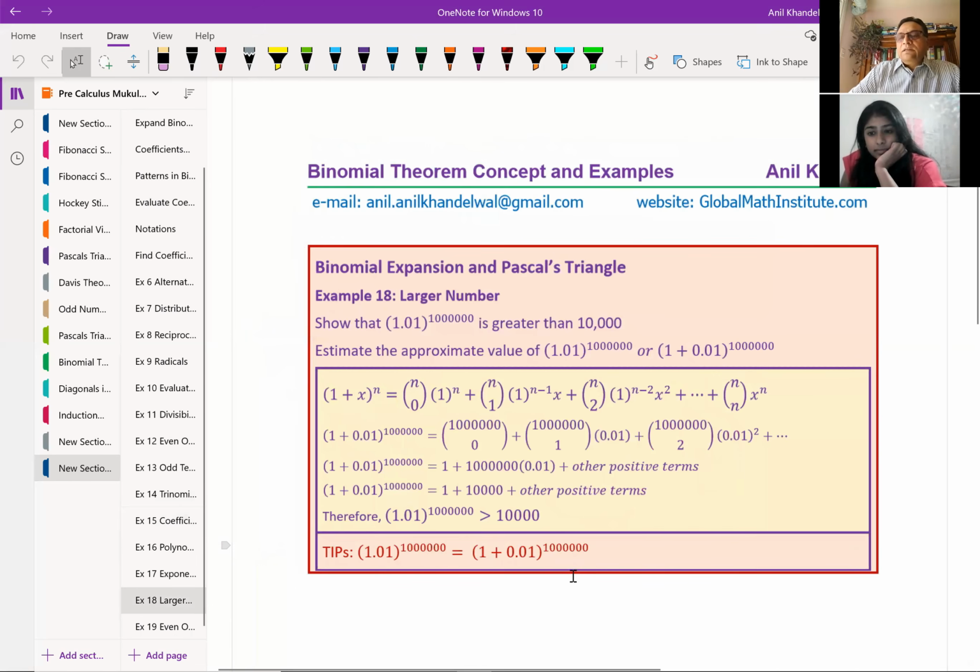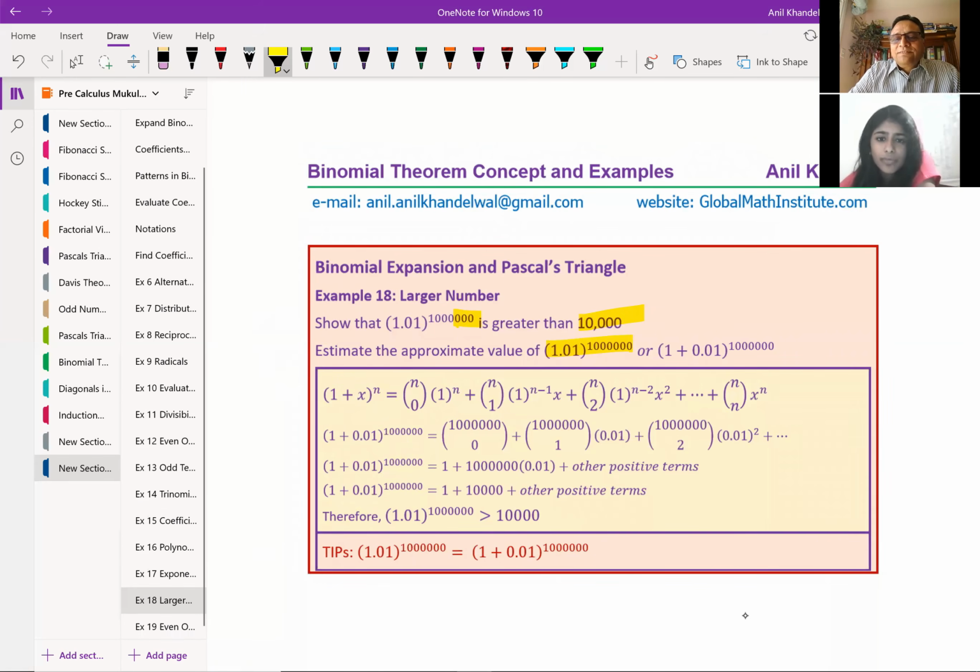Now here is another examination style question for you, Amy. Can you please read the question and answer? Show that 1.01 to the power of a million is greater than 10,000. Estimate the approximate value of 1.01 to the power of a million.